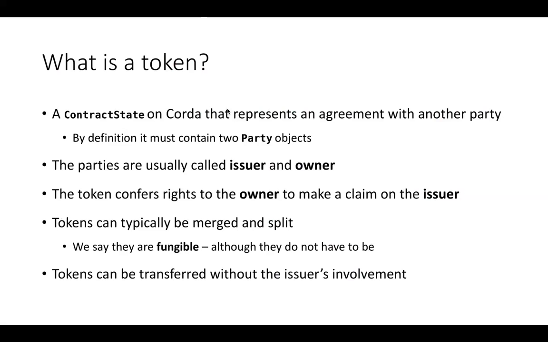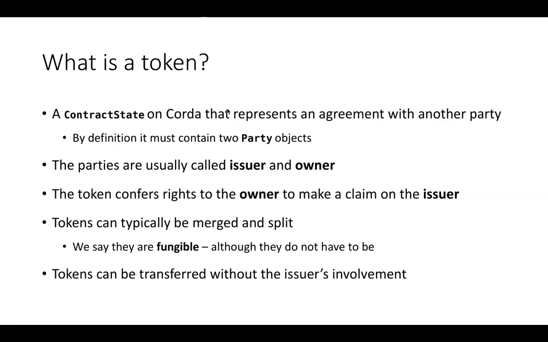So now, very importantly, what is the token? So feel free to debate, discuss, disagree with this, but my definition of a token is a contract state on Corda that represents an agreement with another party. But by definition, a token must contain two party objects. If it only contains one, then it can't be an agreement, right? Because it's a unilateral thing.